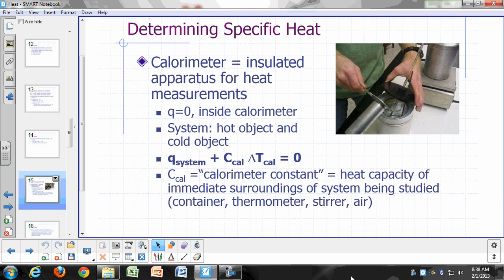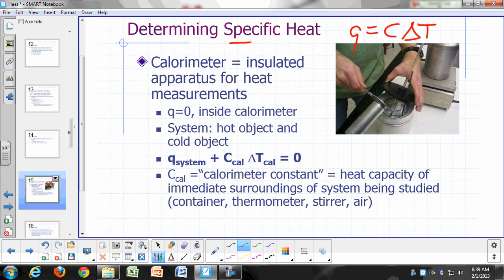Alright, so last time we talked about heat and how it's related to temperature change. If there's no phase or chemical change involved, we said that heat is just directly proportional to the temperature change, right? Q is just C times delta T, where C is the heat capacity. And we define specific heat as the heat capacity per gram.